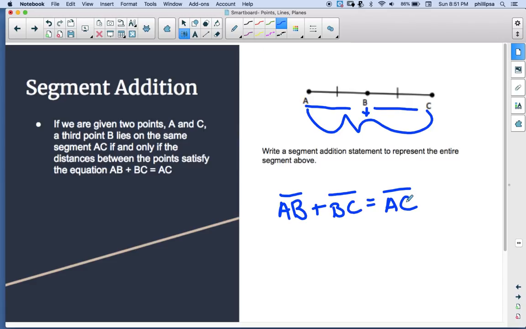Okay, so now if I was to tell you that from A to B would be 7, and I'll tell you that also from B to C is another 7 units, then we would know that the length of AC would be 14 units.